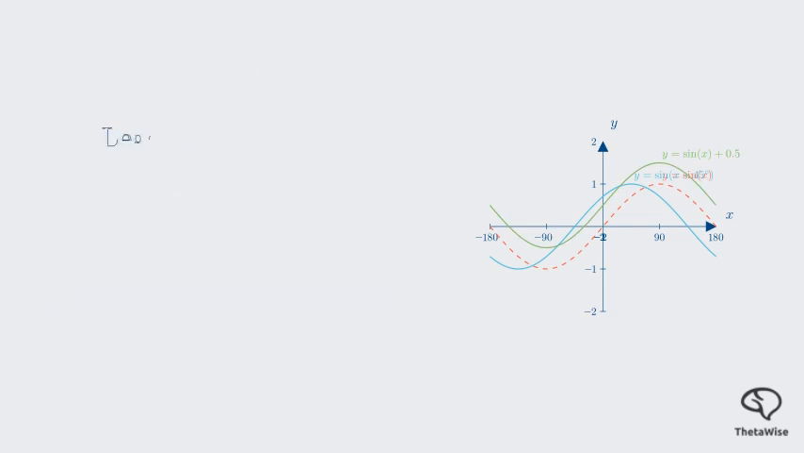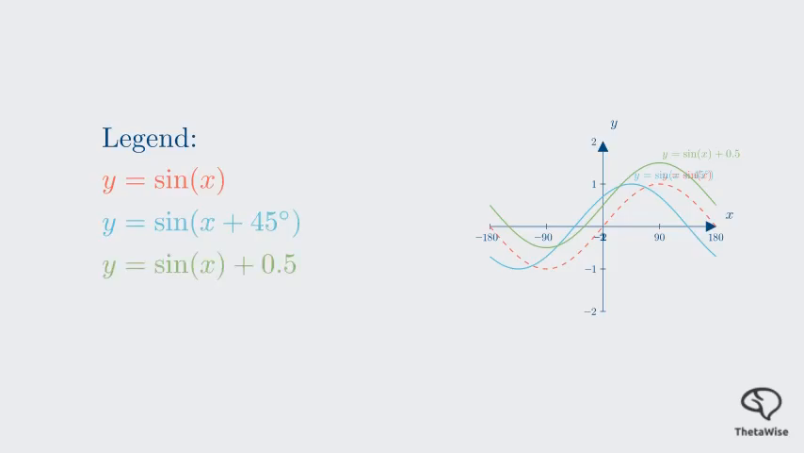And here we have the three graphs on the same axis. The dashed red line is the standard sine graph. The solid blue line is shifted left by 45 degrees, and the solid green line is shifted up by 0.5 units. This completes part 3 of Activity 4.5.